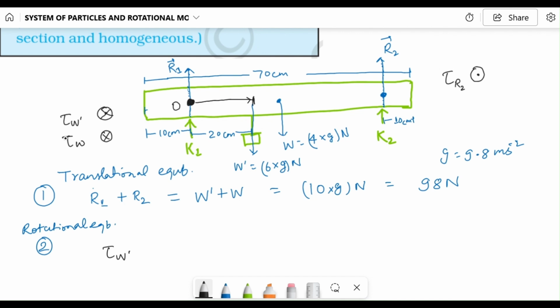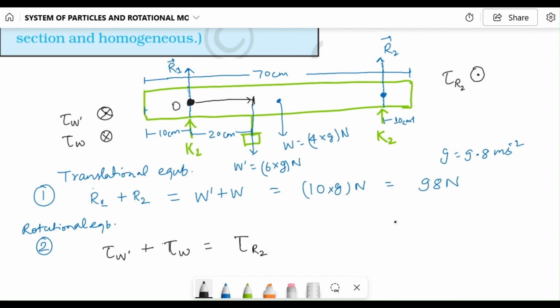So the sum of these two torques should be equal in magnitude to this torque, because we know the directions now. So T W prime plus, I'm saying it T, although it is tau. We have discussed this thing also. So this should be equal to this R2. Okay, what is T W prime?